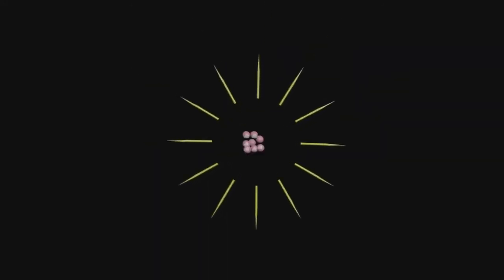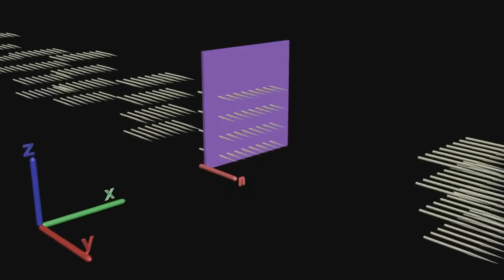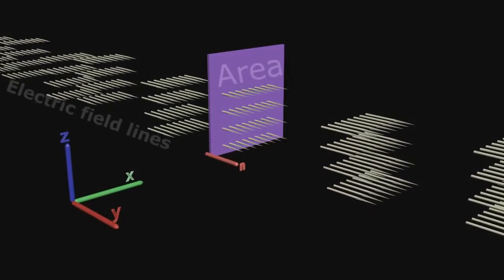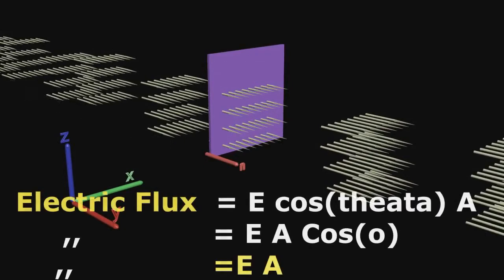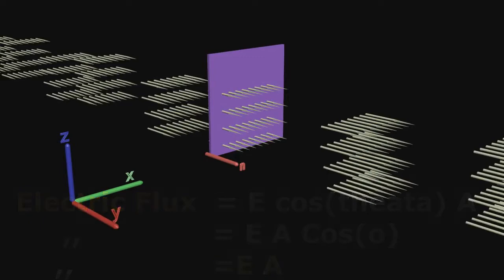Gauss's law is a powerful method for calculating the electric field from a single charge or a distribution of charge. It can appear complicated, but it's straightforward as long as you have a good understanding of electric flux. Electric flux is a measure of the number of electric field lines passing through an area. The electric flux is equal to E cos theta times A, where theta is the angle between the electric field and the normal to the surface.